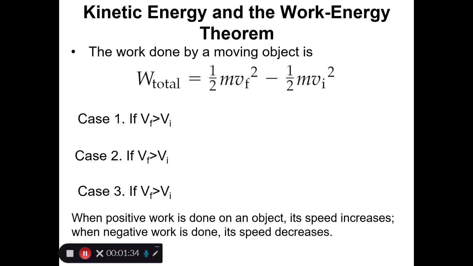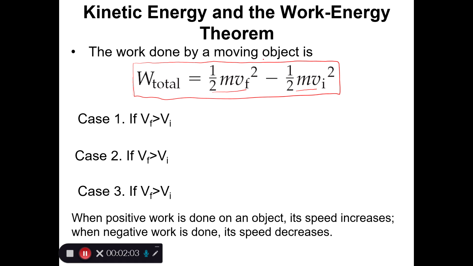Now, if there is a change of velocity of a moving object, then there should be work done, which is called the work energy theorem. So if there is a change of energy, whatever the change of energy, that is called work done. In this case, half m vf square is the final kinetic energy, half m vi square is the initial kinetic energy, where vi is the initial velocity and vf is the final velocity.